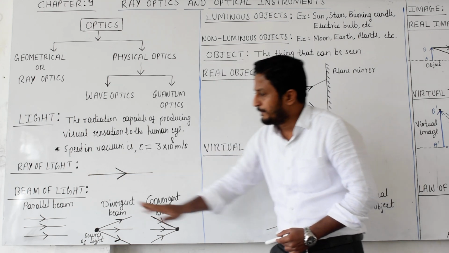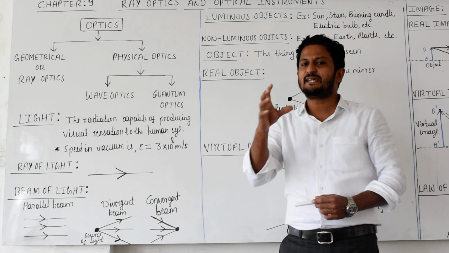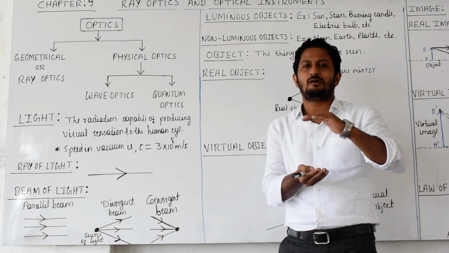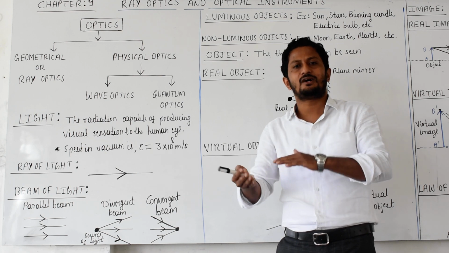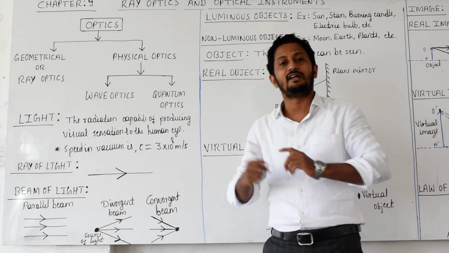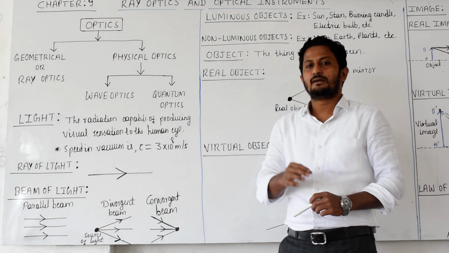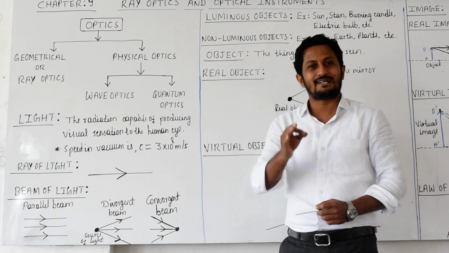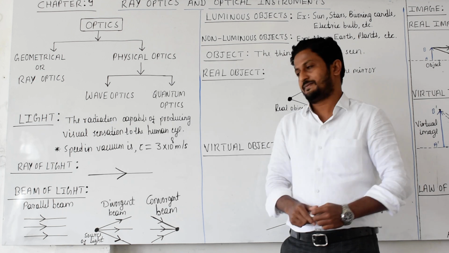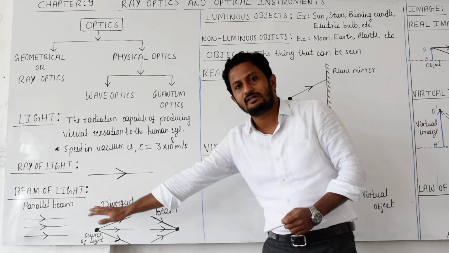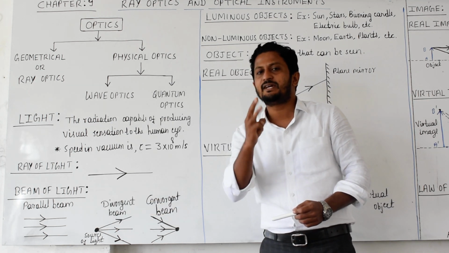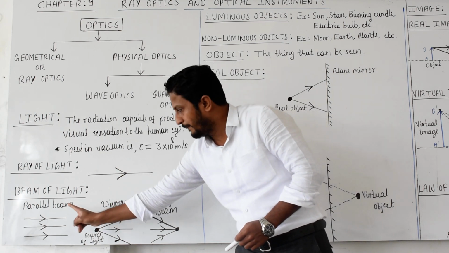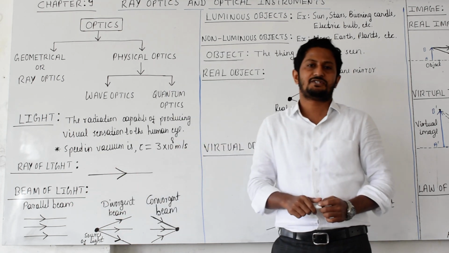Then next, beam of light. Beam means a group of light rays or a collection of light rays. So here, a group or collection of light rays is called a beam of light. See here, I have drawn three beams of light. Firstly, I have written here a parallel beam of light.